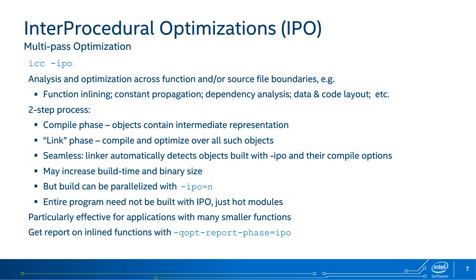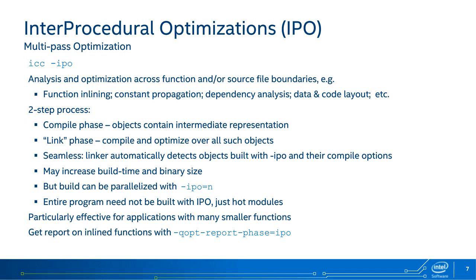Now we will talk about one more really interesting optimization, which is called inter-procedural optimization. It is an automatic two-step process that allows the compiler to analyze your code and get the benefit from specific optimizations. The compiler may apply many different optimizations like function inlining, constant propagation, etc. But the idea is that with IPO, the compiler analyzes and optimizes across function or source file boundaries.